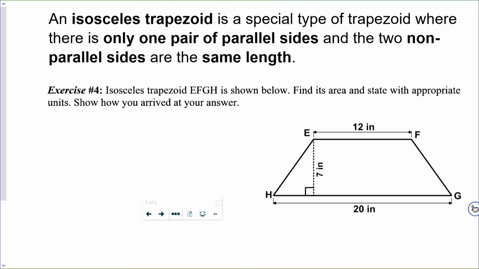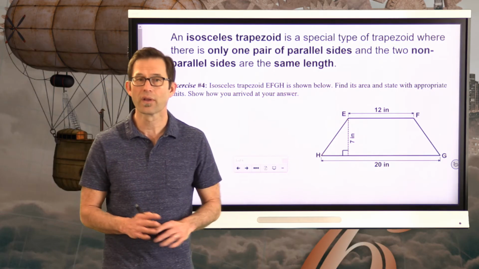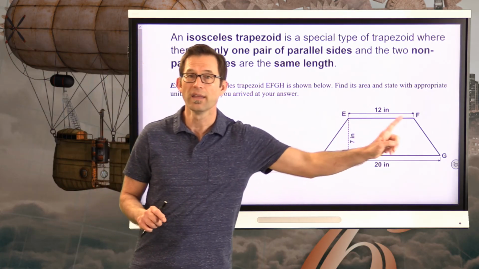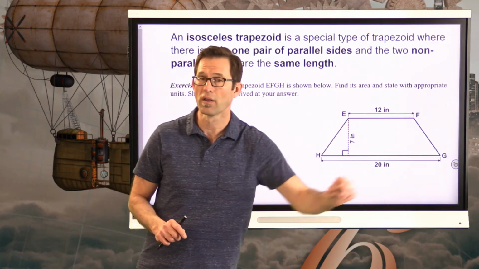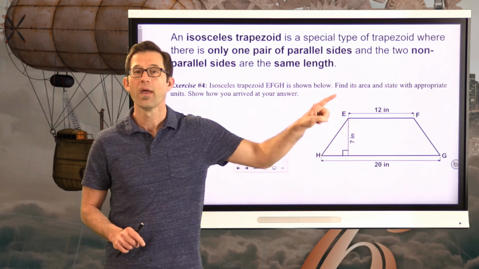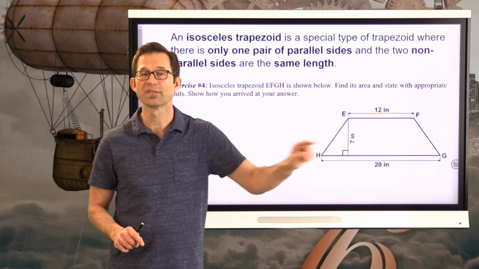Isosceles trapezoid EFGH is shown below. Find its area and state with appropriate units. Show how you arrived at your answer. All right, so let's be very clear about this, right? So we've got this isosceles trapezoid, right? Side EF and side HG are parallel to each other. One of them's 12 inches long, one of them's 20 inches long. And then the height of the trapezoid is 7 inches.